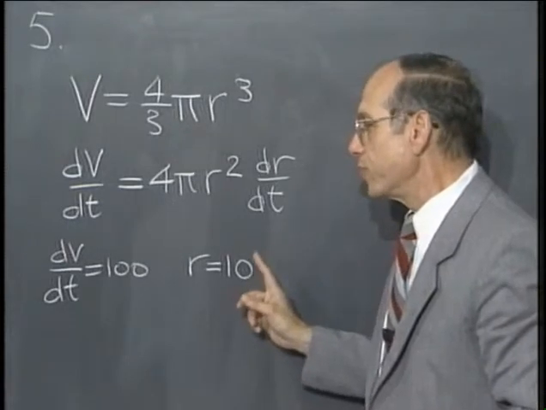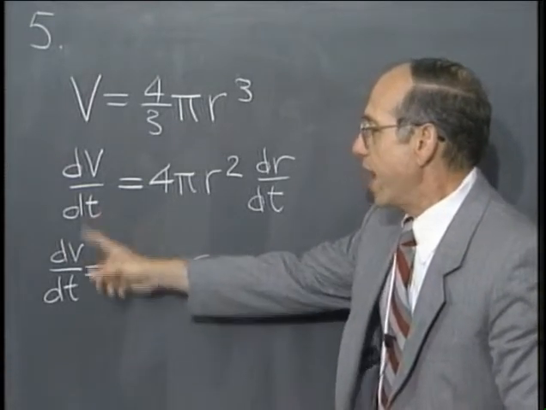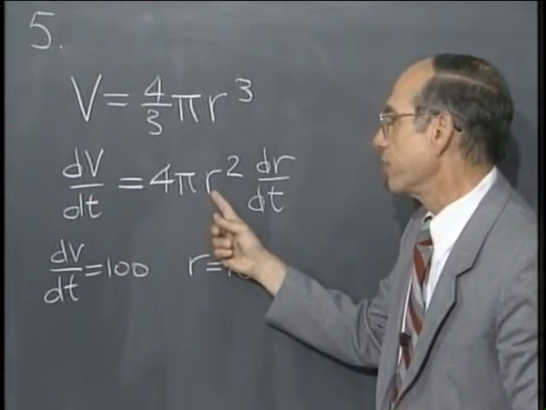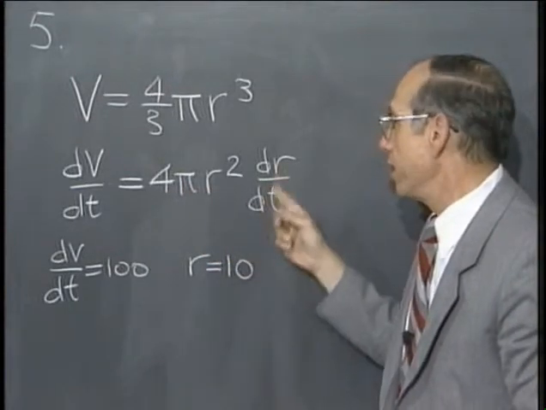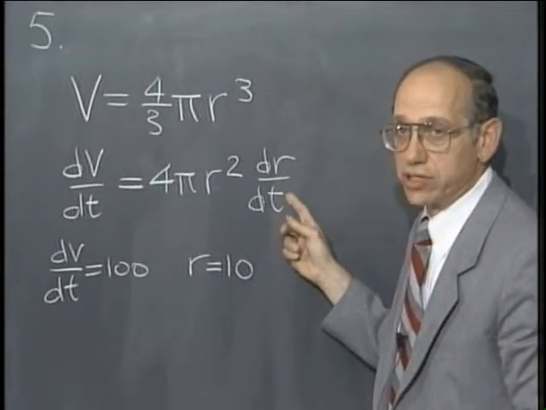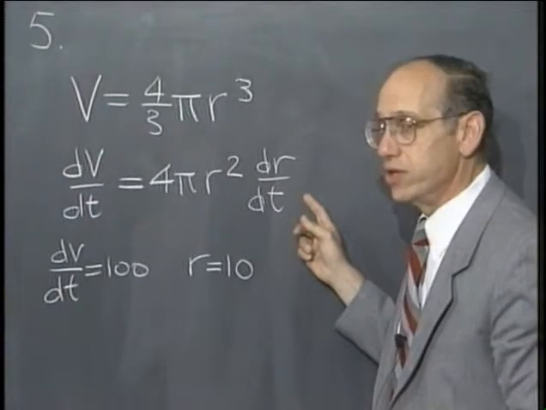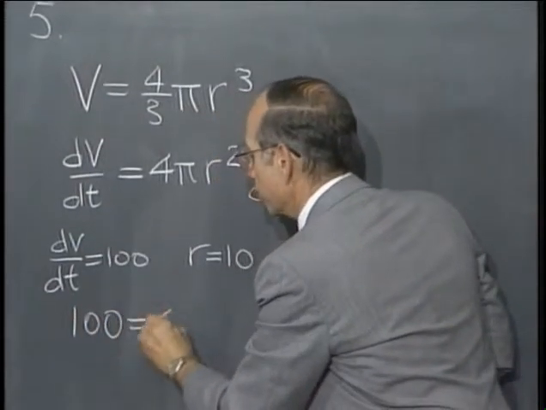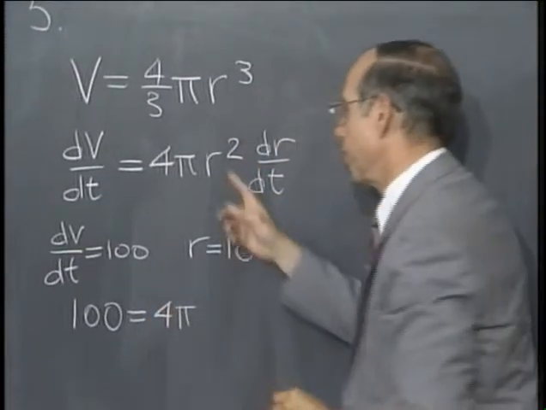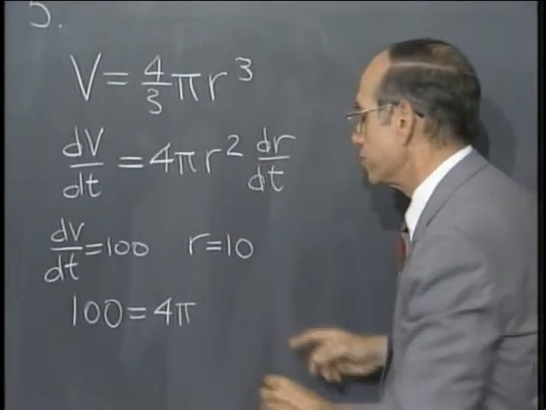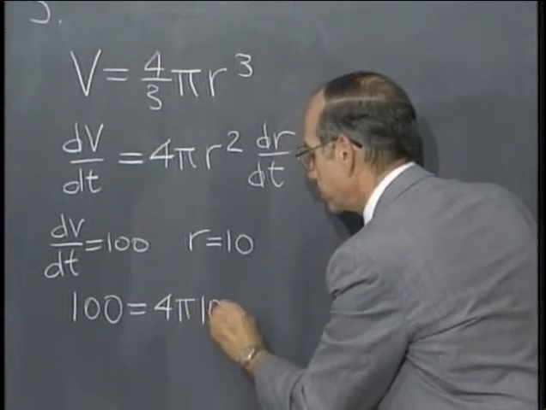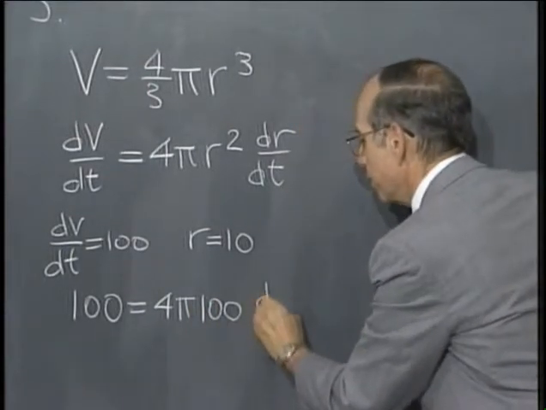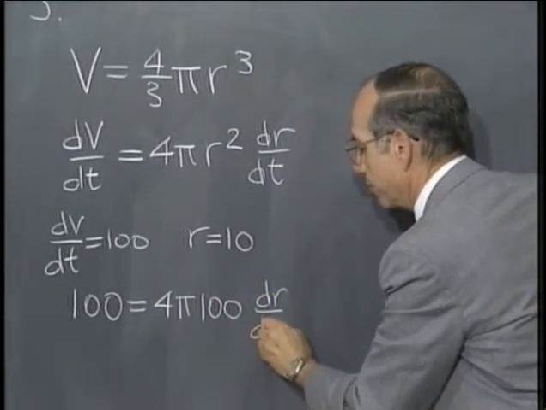That's all the information we really need because we have dV/dt, we have r, 4π is a constant, and we only have to find dr/dt. So let's substitute the information we have into the equation, and we have 100 is equal to 4π times r squared. r is 10, so r squared is 100, times dr/dt.